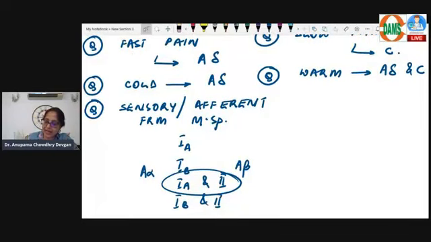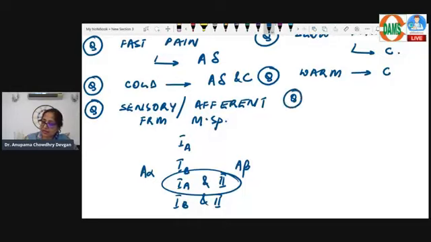Sorry, I need to correct something. Cold is A delta and C, and warm is only C. Just correct that, please. Okay, thank you for bringing it to my notice. All right, sensory or afferent from the muscle spindle, 1A and 2.